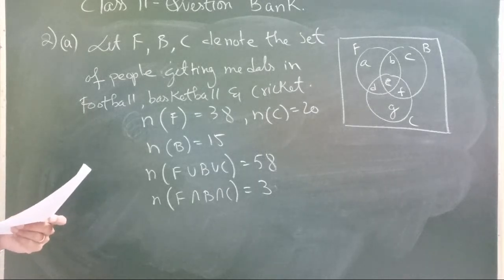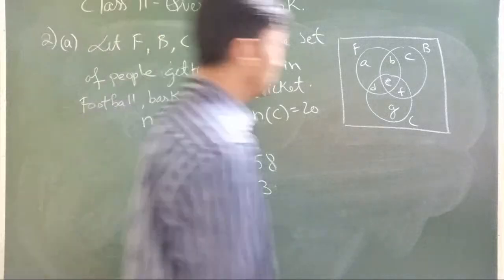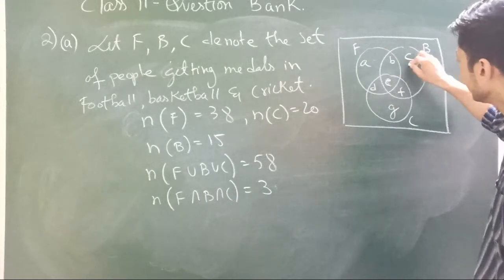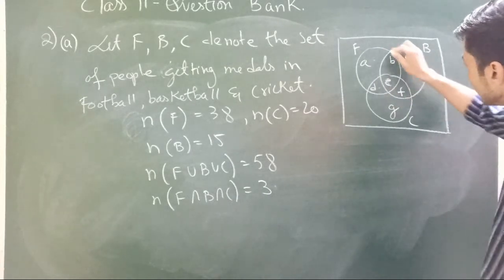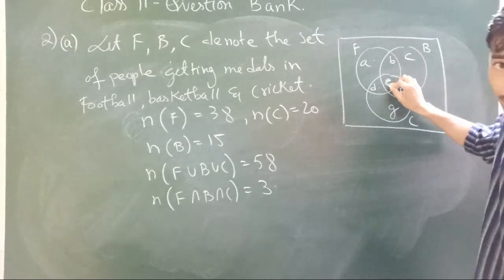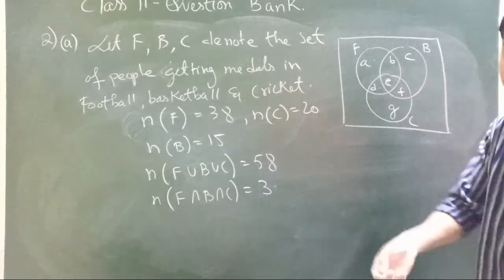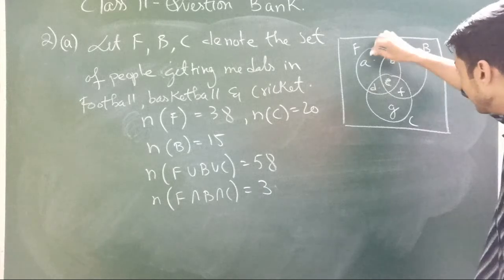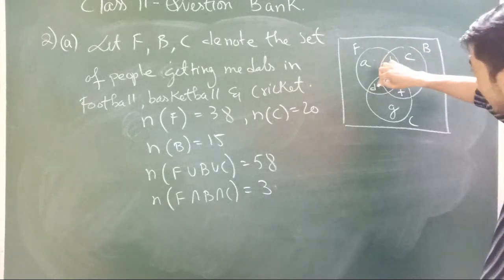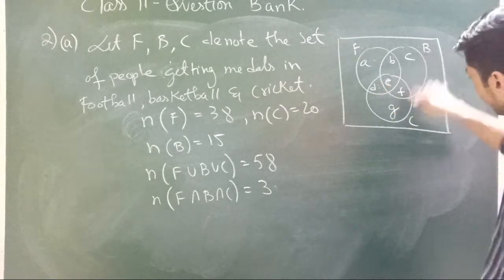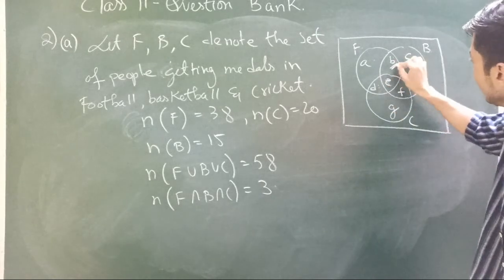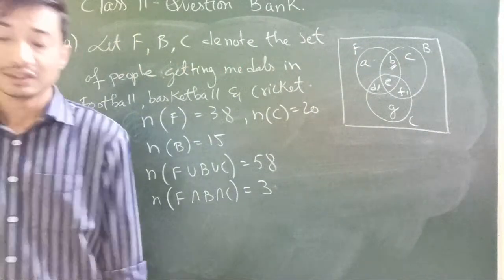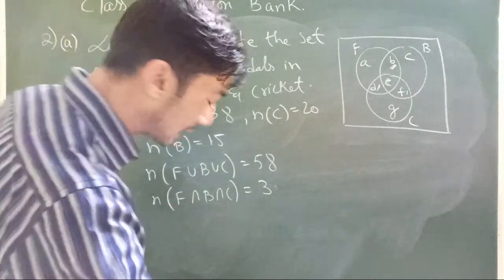How many received medals in exactly 2 of the 3 sports? Exactly 2 means B, D and F, because E, if you combine, has received medals in all the 3. So in exactly 2 sports, the people getting medals are B, football and basketball; D, that is football and cricket; and F, that is basketball and cricket. These are the values which we have to find out, the regions I mean. That's why I drew that figure, so that we can really understand what is going to happen.